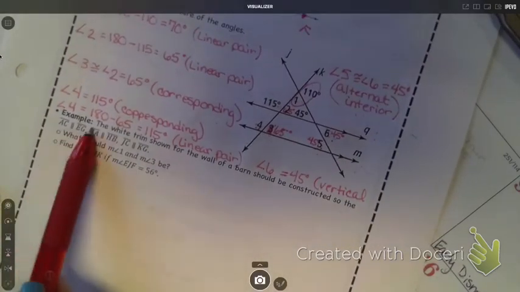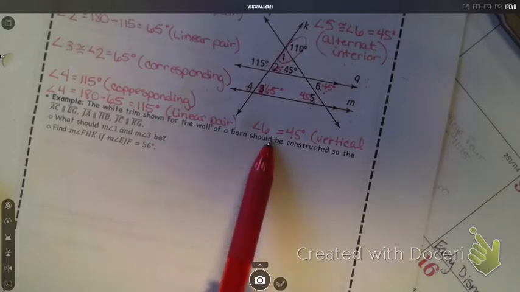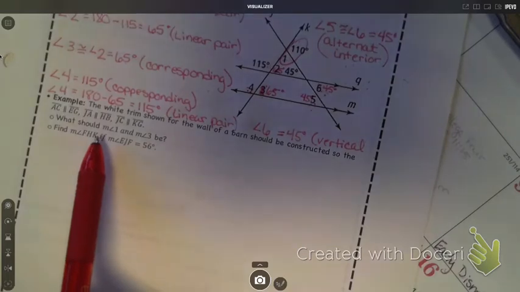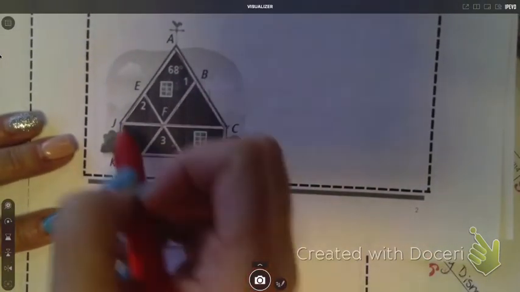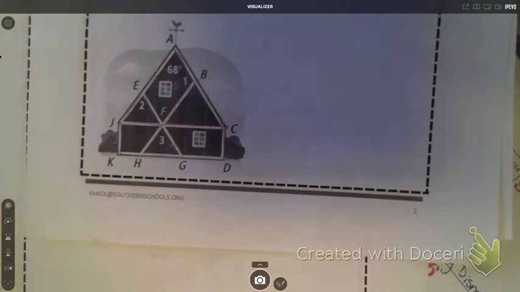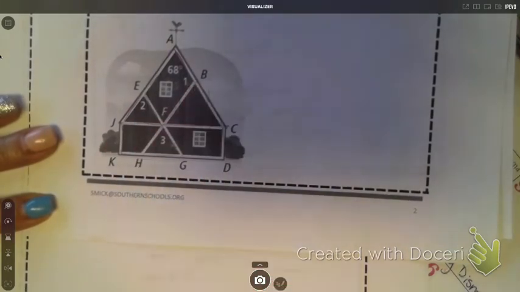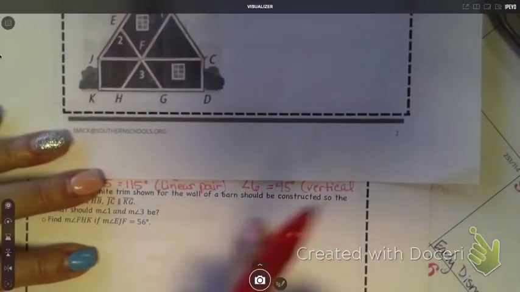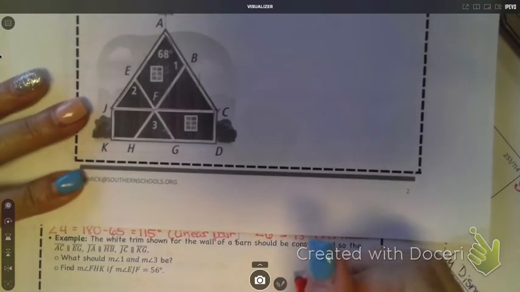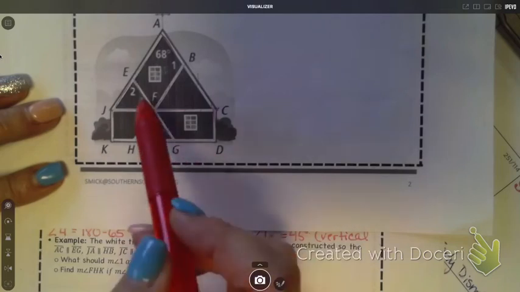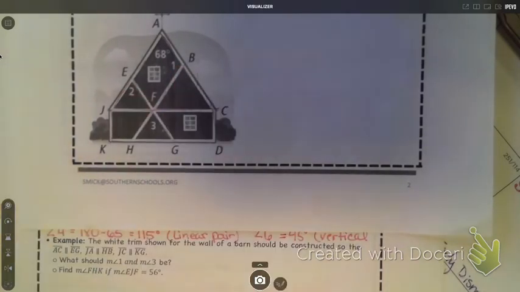Okay, the next thing is a white trim shown on the wall of a barn should be constructed so that, okay? So we're going to act like we're looking at this in a picture from a book. Well, I can't draw on this picture, can I? No. So I need to draw it on my paper. Does it need to be exact? Do I need to have the weather vane and the clouds and the bushes? Do I need to have the windows? No. I just need the white trim, don't I? It's really just a big triangle with a rectangle and then some lines. So you draw this on your paper, I would suggest up in this corner. Label A, B, C, D all the way, and the 1, the 2, the 3, the F, and the 68. Only put on the necessary things.